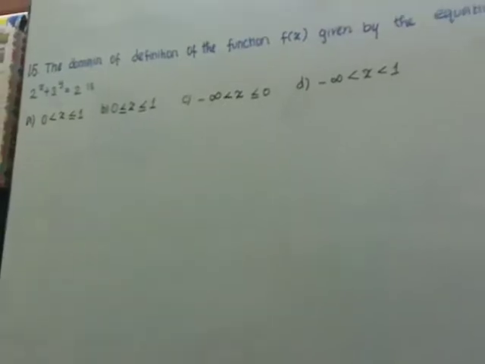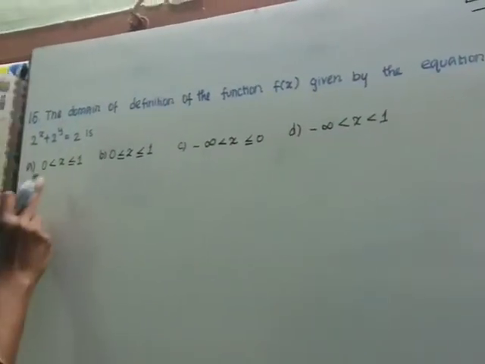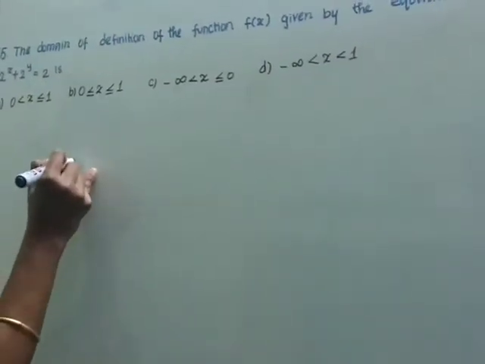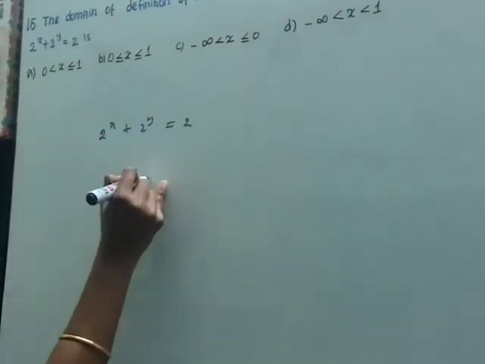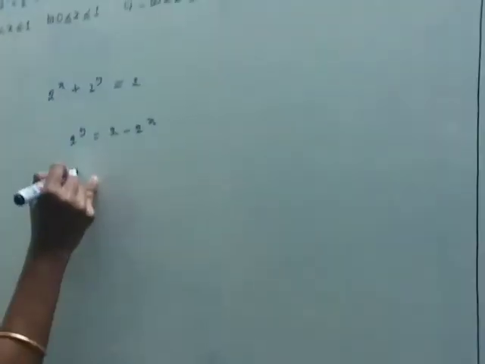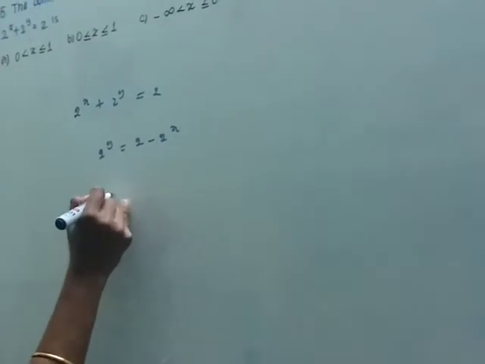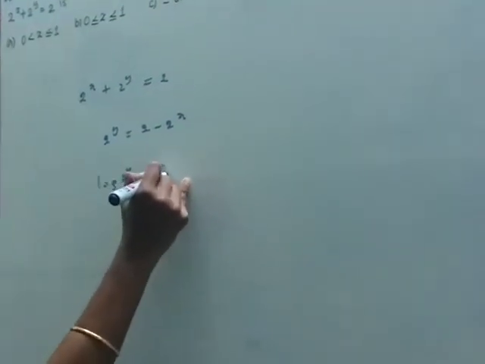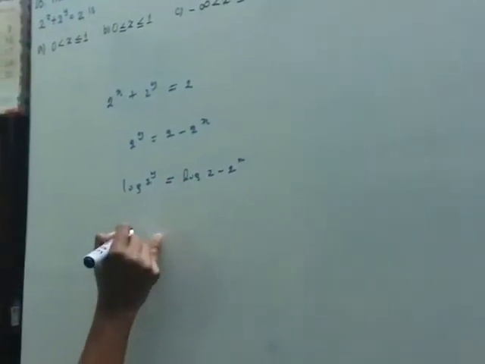The last sum: the domain of definition of the function f of x given by the equation 2 power x plus 2 power y equal to 2 is, we are having 4 choices. Okay, so here 2 power x plus 2 power y equal to 2. Keeping 2 power y on the left hand side, bringing the x term to the right hand side. So 2 power y is equal to 2 minus 2 power x. Now we are taking log on both sides. So log of 2 power y is equal to log of 2 minus 2 power x. So you get y log 2.